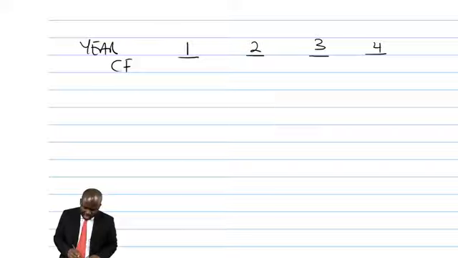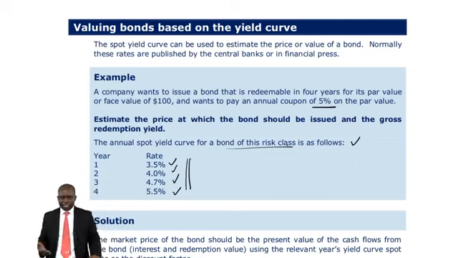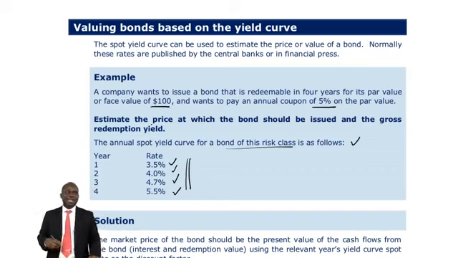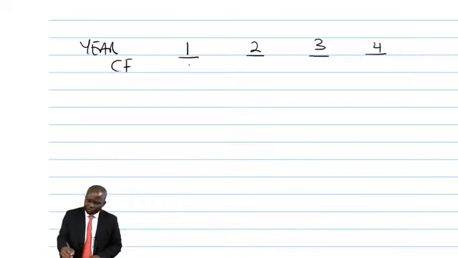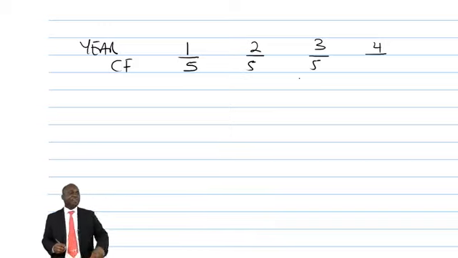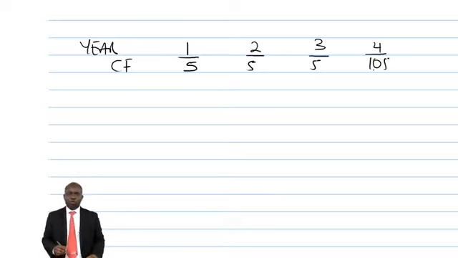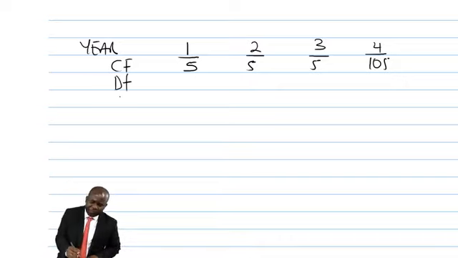So when we come to the question, the bond has a coupon interest rate of 5%. The nominal value of the bond is 100. Interest is a percentage based on the nominal value. 5% of 100 will give you what? 5. So year 1, 5, year 2, 5, year 3, 5. Year 4, I will receive 5 and I will also receive the 100. So this one will be 105. Okay, what will be the discount factor?